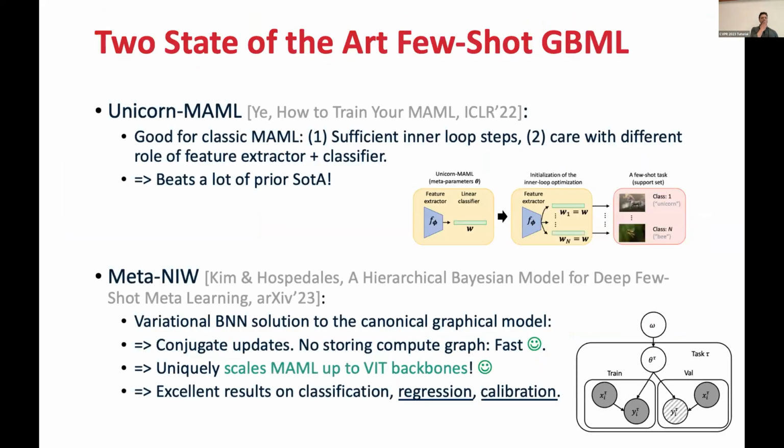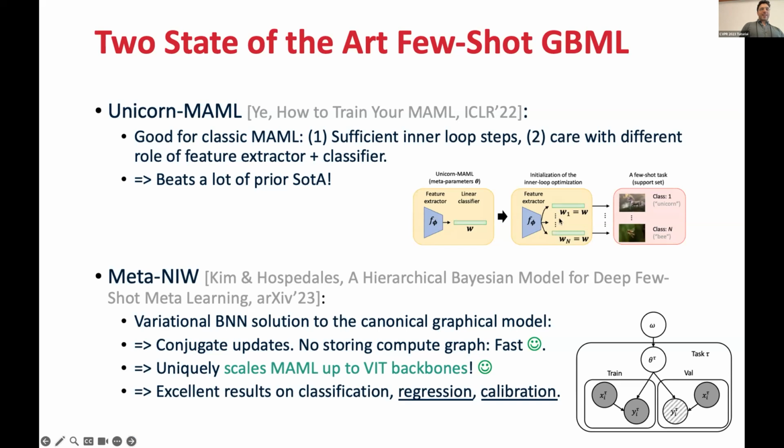So anyway, just to finish this section, I can mention two state-of-the-art few-shot gradient-based meta learners. One is Unicorn MAML that came out last ICLR, and basically this is looking at the very classic MAML algorithm, but tweaking it. For context, if you don't follow this space a lot, many other recent papers surpassed classic MAML a lot in few-shot learning benchmark performance. So people were beginning to ask whether it was still relevant. But Unicorn MAML tweaked a few things about MAML and caught all the way up to the benchmarks again. One of the main things they tweaked is how you deal with the feature extractor and the final classifier layer in MAML.